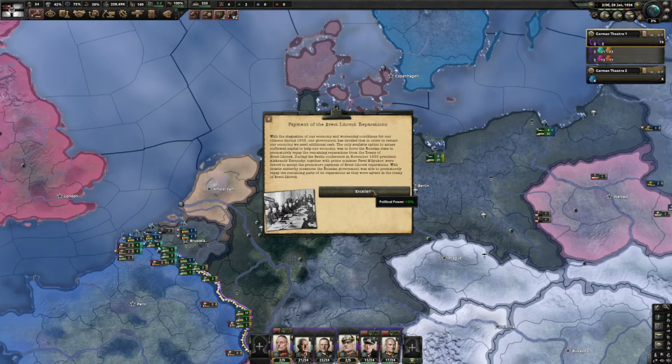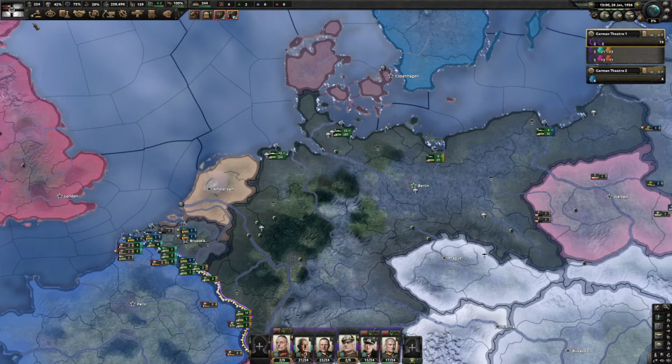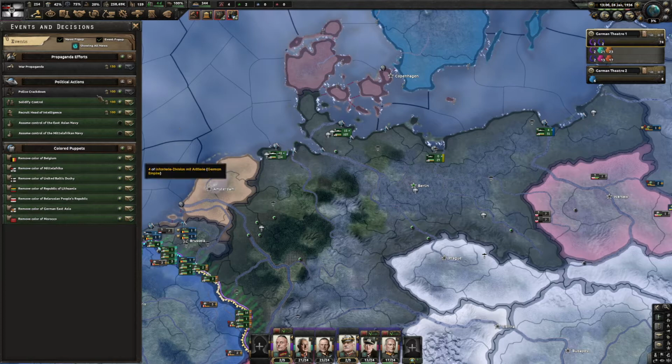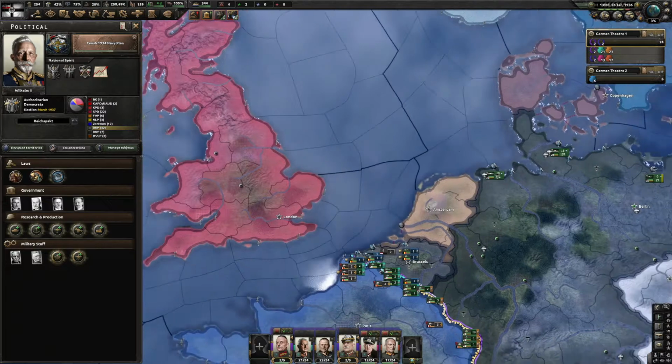Excellent. And get a bunch more political power from that. That I can do things with. I'm not going to remove any of the colors. I want those nations to stay colored.